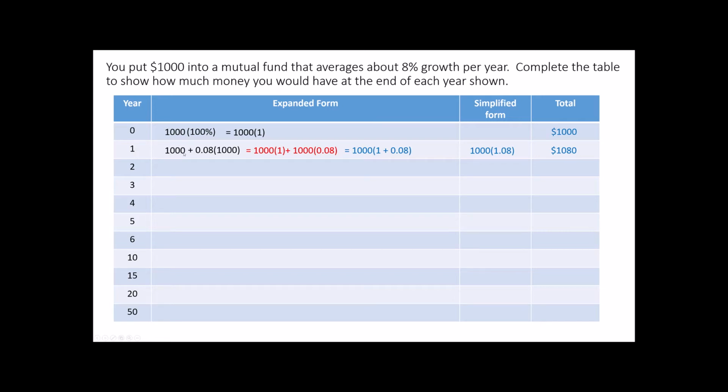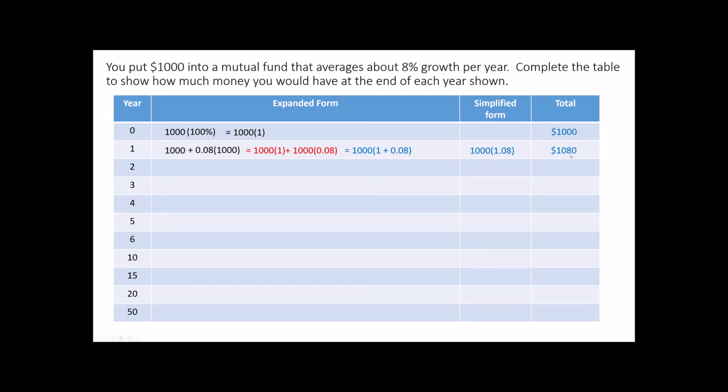We had 100% of our 1,000 combined with 8% of our 1,000. I then just rewrote it as 100% in decimal form and 8% in decimal form. And I used my distributive property to say, well, if you have 100% and you have 8 more percent, 108 is 108%. In decimal form, that's 1,080.